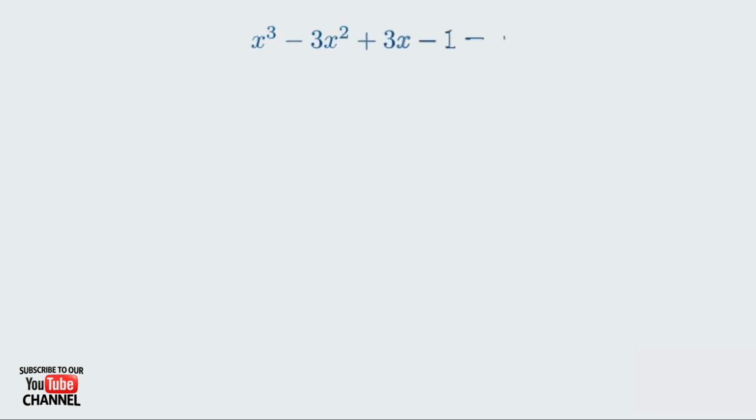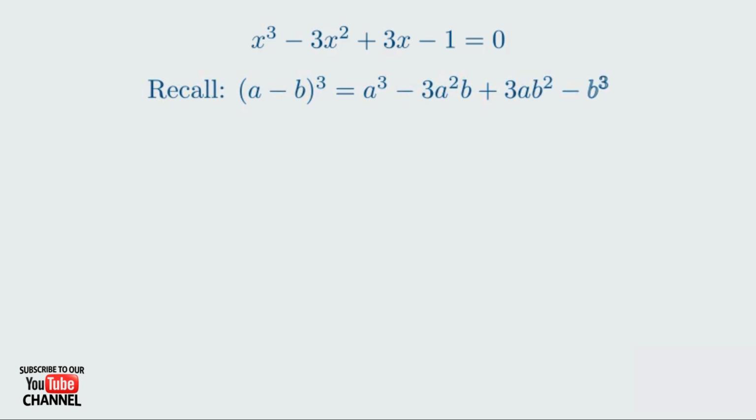Let's examine the structure of this polynomial. It has 4 terms. The coefficients are 1, negative 3, 3, and negative 1. Does this form look familiar? Let's recall the binomial expansion for a cubic. Consider the expansion of a minus b cubed. It equals a cubed minus 3a squared b plus 3ab squared minus b cubed.